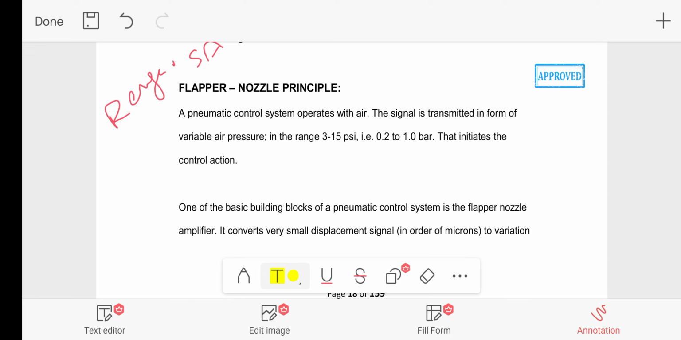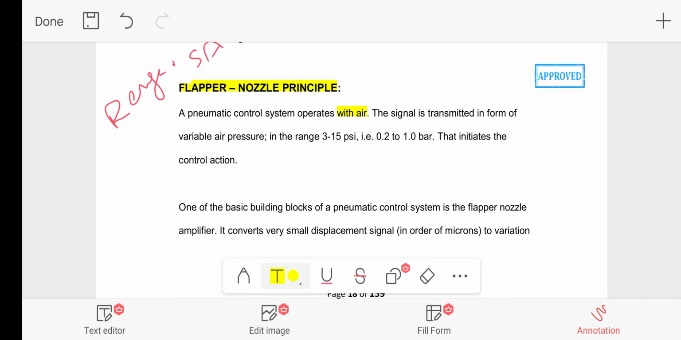Okay, now I am going to talk about the Flapper Nozzle principle. A pneumatic control system operates with air. All pneumatic control systems operate with air.